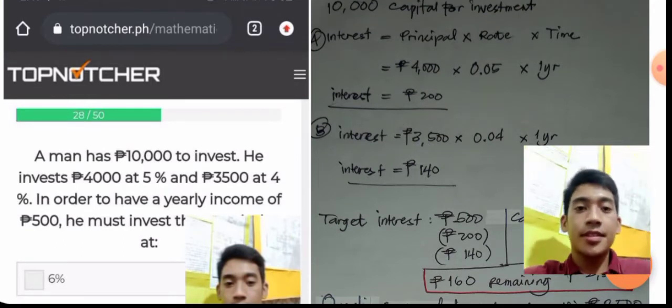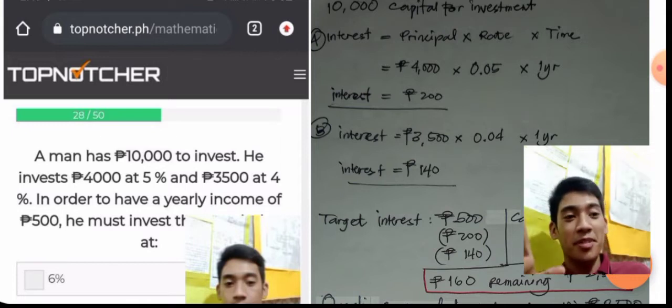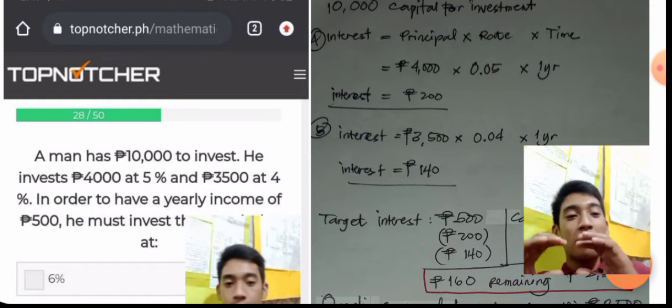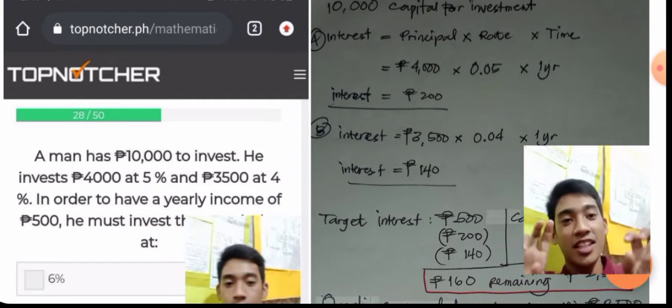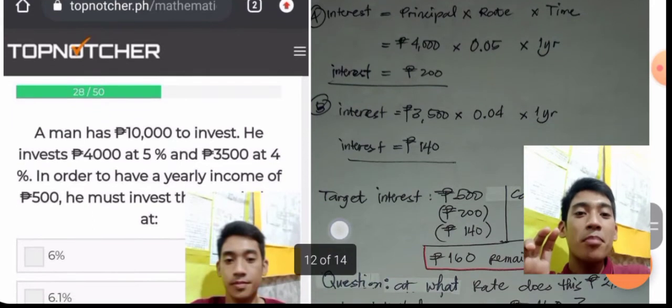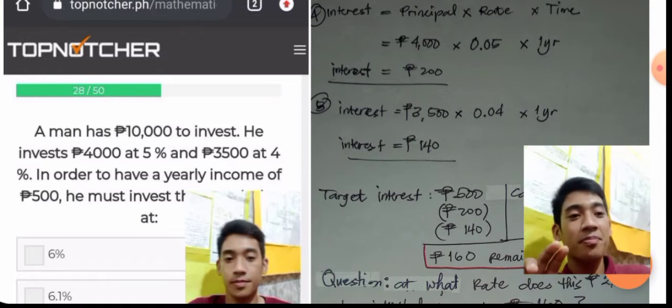Another business problem. A man has 10,000 pesos to invest. He invests 4,000 pesos at 5% and 3,500 pesos at 4%. So therefore, 4,000 plus 3,500 will give the man an investment already of 7,500, leaving 2,500. That's the remaining from the 10,000 pesos, 2,500. So now, in order to have a yearly income of 500 pesos, he must invest at what percent?